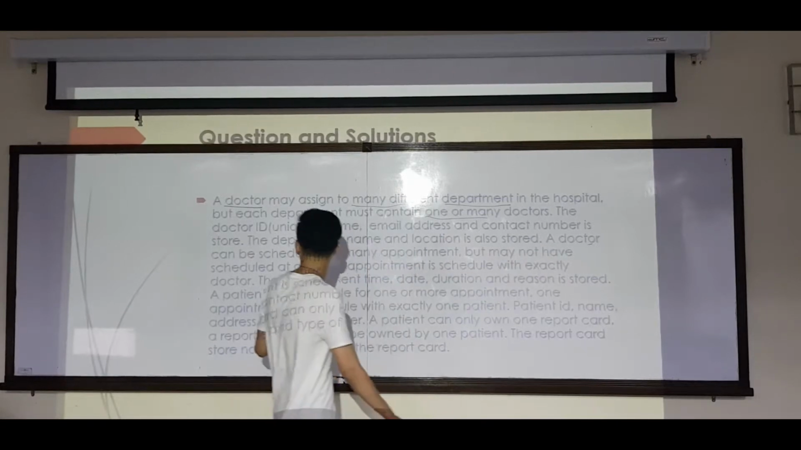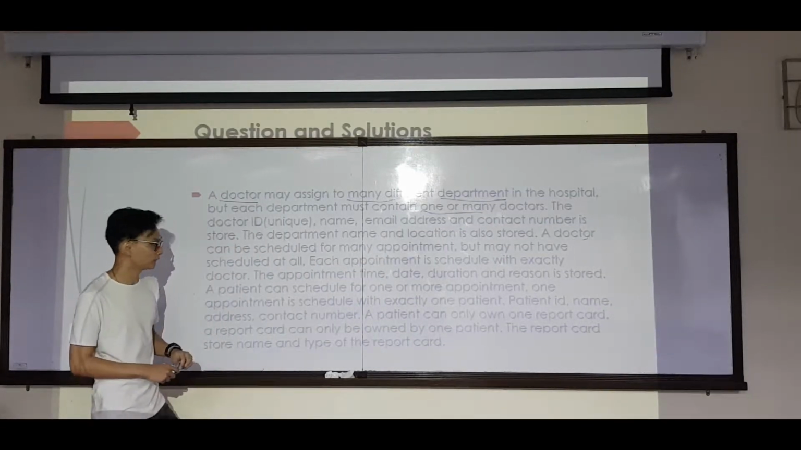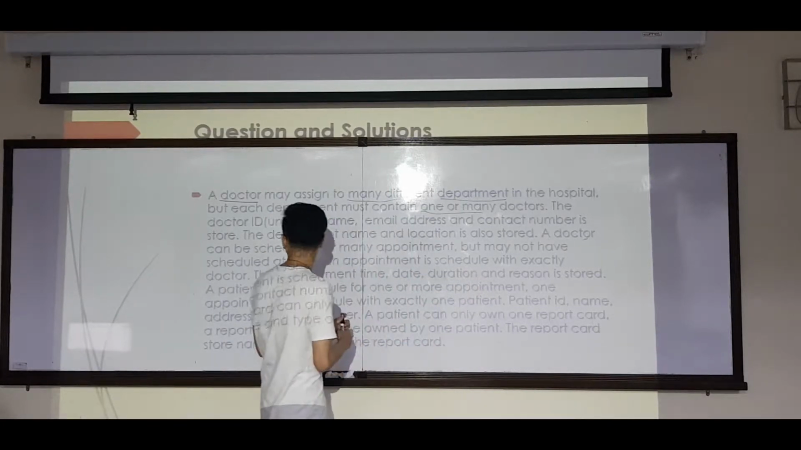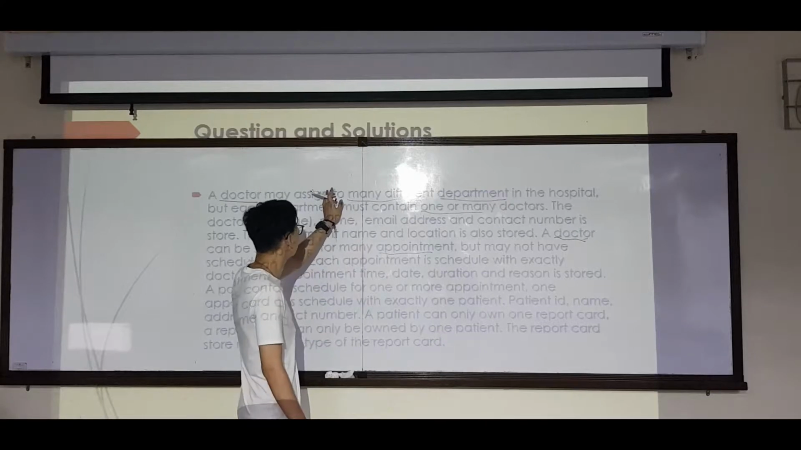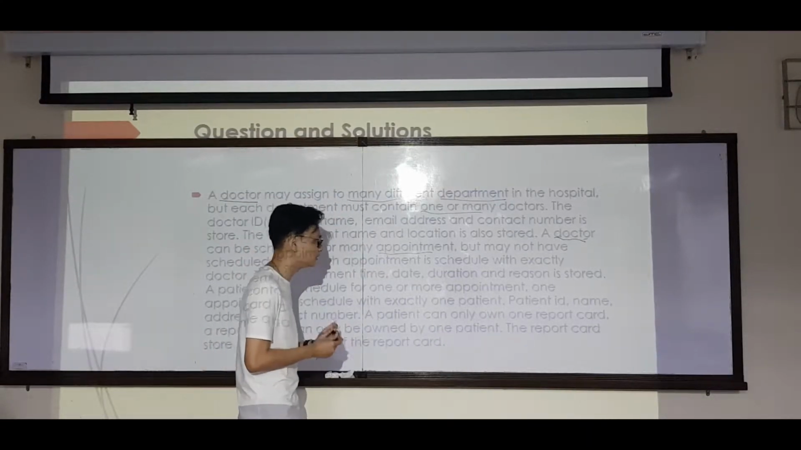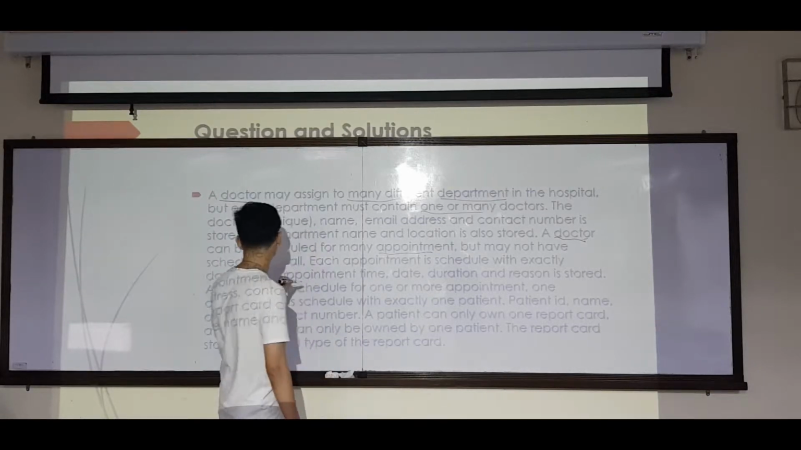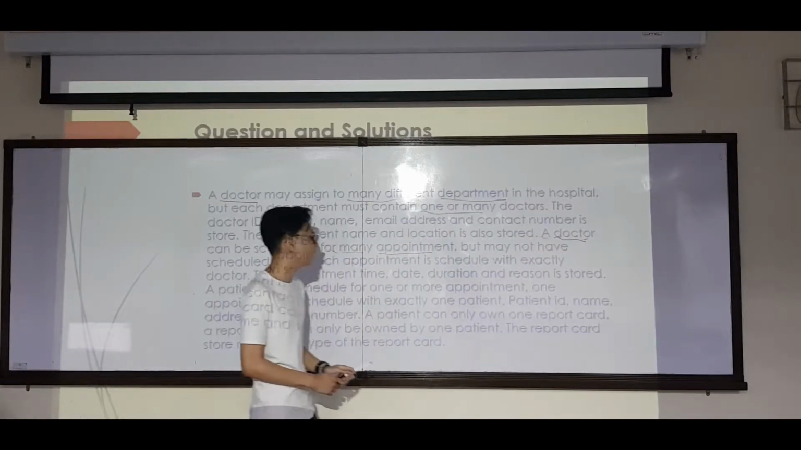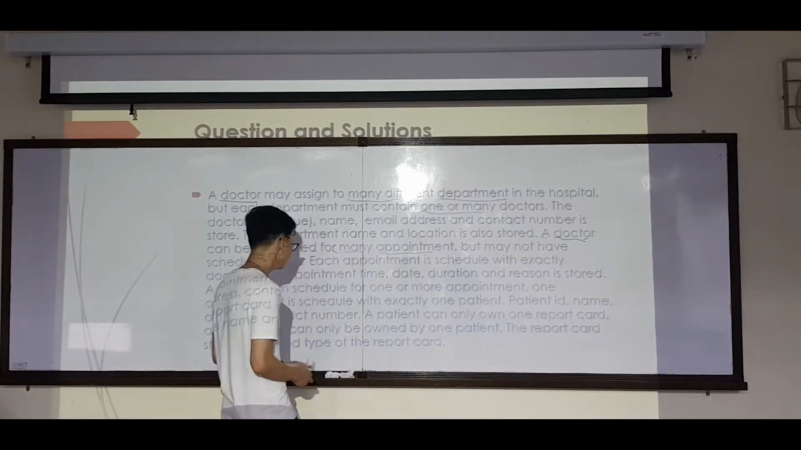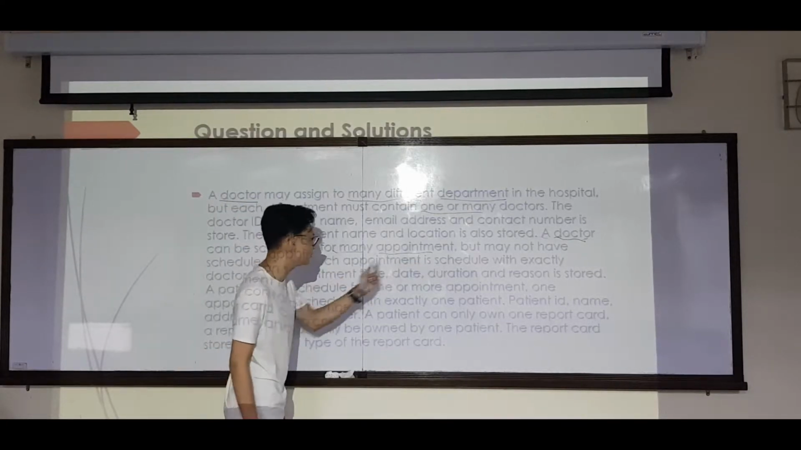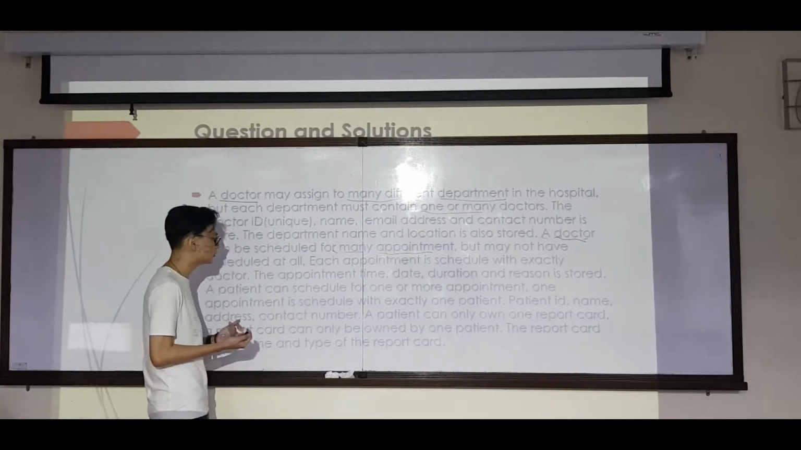Okay. A doctor can be scheduled for many appointments, but may not be scheduled at all. Each appointment is scheduled with exactly one doctor. Okay. A doctor can be scheduled for many appointments. So appointment is one of the entities, and doctor is also an entity, but we do not need to write it again because up here we already identified that doctor is an entity. So the doctor and appointment relationship is one-to-many, because a doctor can be scheduled for many. And it's also a optional participation because it may or may not be scheduled. Okay. And each appointment is scheduled with exactly one doctor, so one-to-many. The appointment time, date, duration, and reason are also the attributes for the appointment entity.